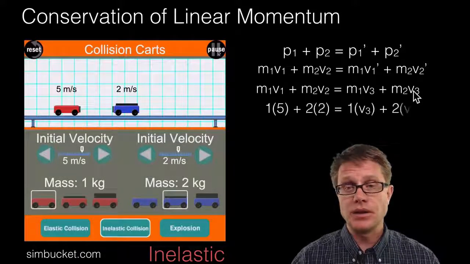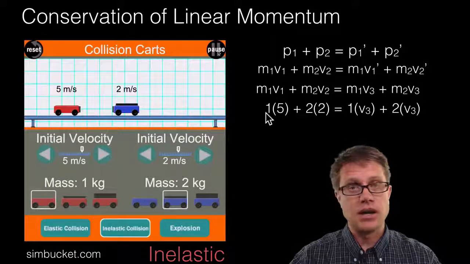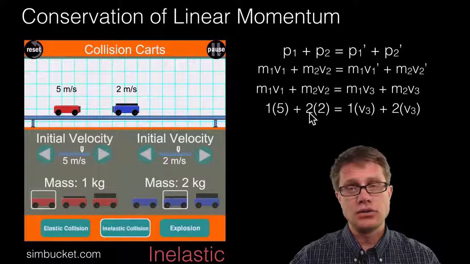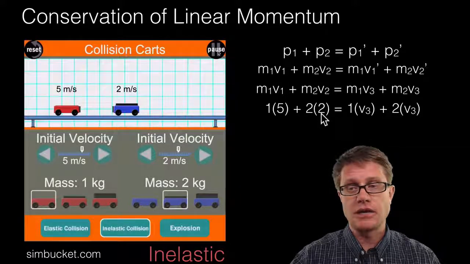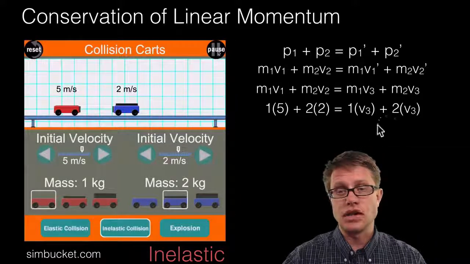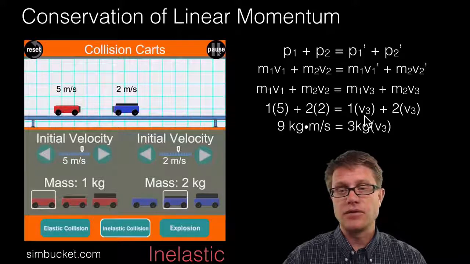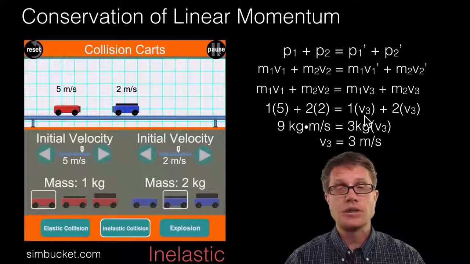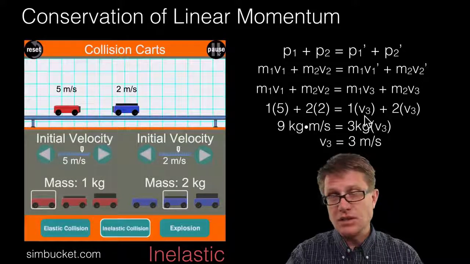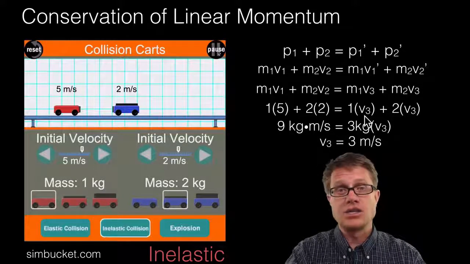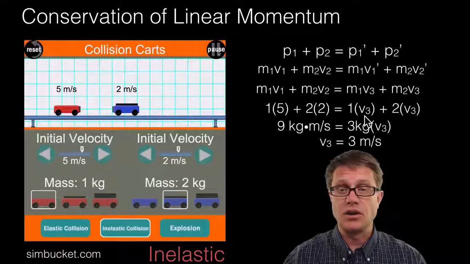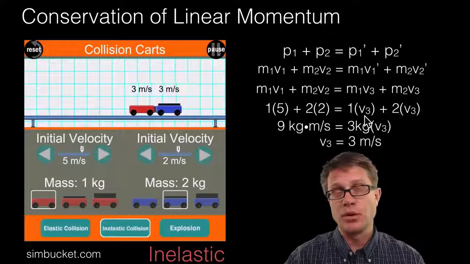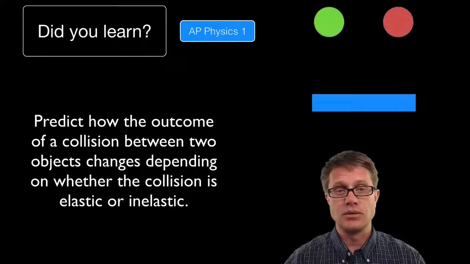And so what I can do is plug in my values. We had a 1 kilogram cart going at 5 meters per second before the collision and a 2 kilogram cart going at 2 meters per second. The masses don't change, and so I can solve for that v3. I can solve for a velocity of 3 meters per second. And so if it's an inelastic collision, since they're connected, that shared velocity allows me to solve for the change in linear momentum. Let's make sure that that works. Yep, they both have 3 meters per second going to the right.